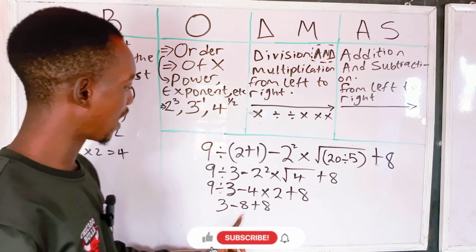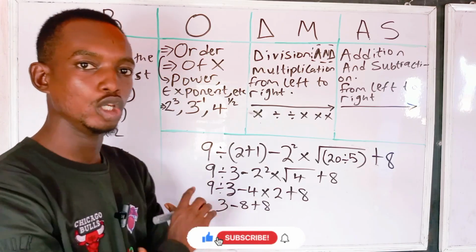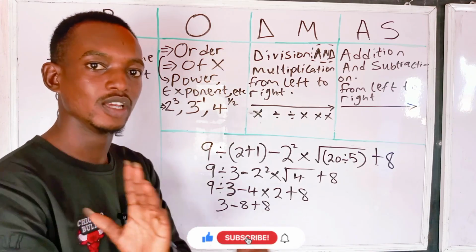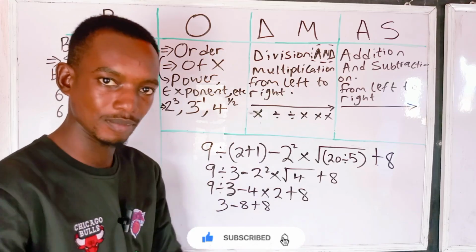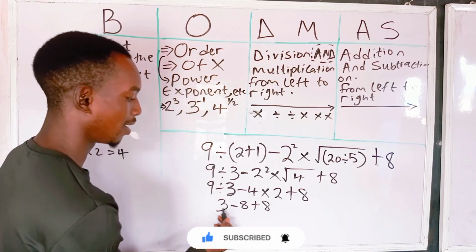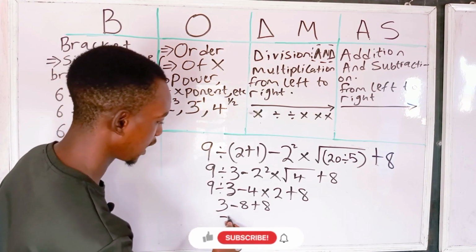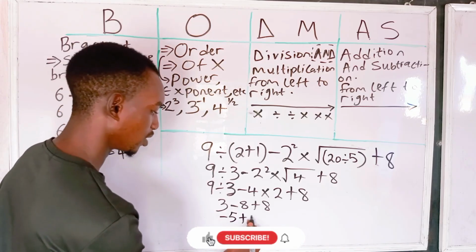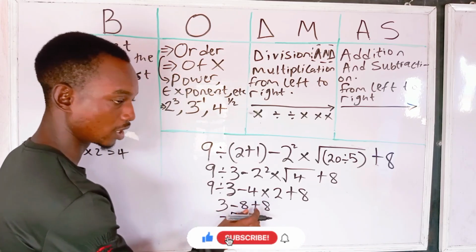Are you following? So we have subtraction and addition. No one has a higher priority. No one has higher precedence. They are the same. So you start from the left. So that means the proper way to do this is 3 minus 8. That's what? Negative 5. Then plus 8. We have done the subtraction. Okay, starting from the left.